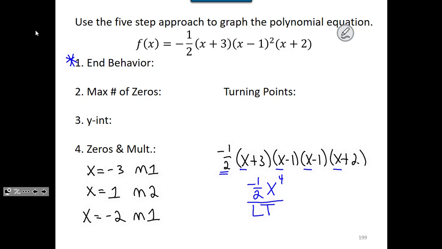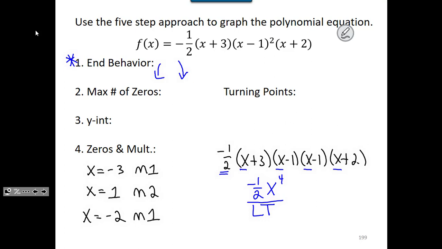So now the leading coefficient test tells us that if we have a negative coefficient and the exponent is positive, I'm sorry, and the exponent is even. So if my exponent is even and my coefficient is negative, those two things together tell me that it falls as I go to the left and it falls as I go to the right. Negative 1/2 x to the fourth works just like if you had a negative coefficient and it were x squared. It would be down and down because that coefficient is negative and that exponent is even. And so my end behavior would be down and down in both directions.